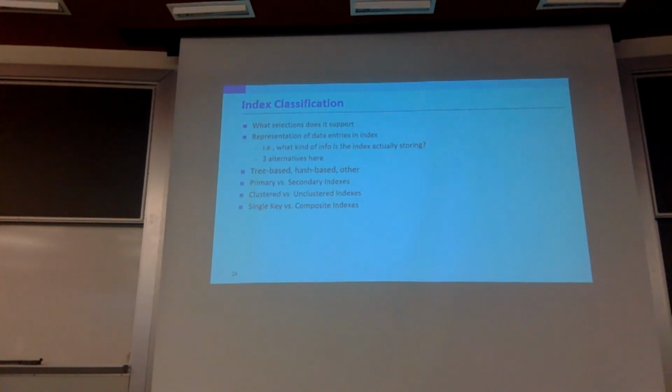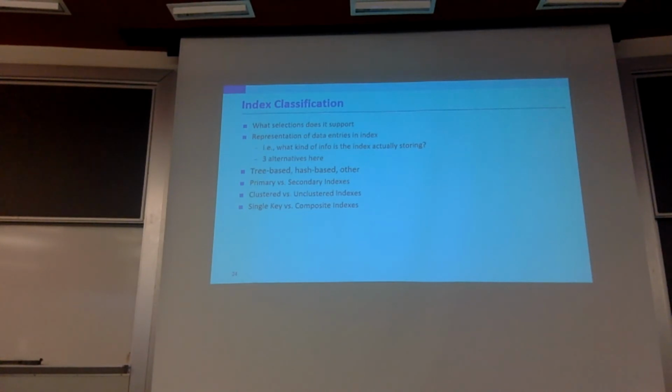And also, apart from what kind of operation an index can support, we have different questions to ask, like how do we represent the data entries in the index? That's the three alternatives we've talked about. And whether it's tree-based or hash-based. And there's the notion of primary versus secondary. Primary index is an index that's on your primary key, so the search key matches your primary key. A secondary index is something other than that.